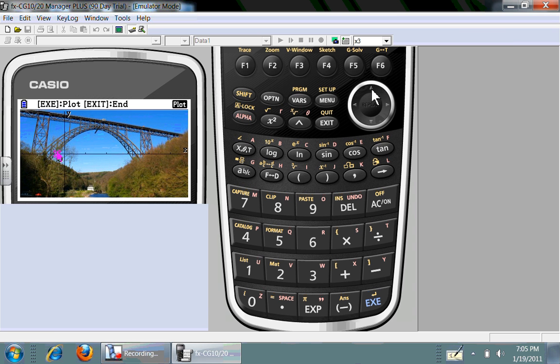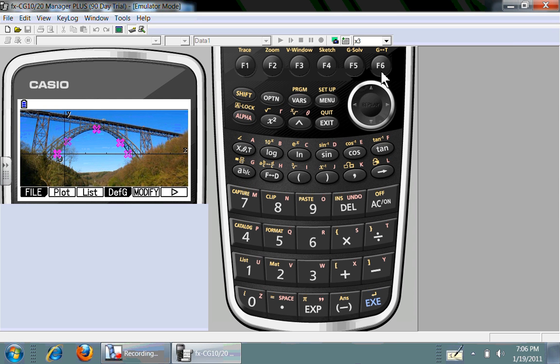I'll press execute. I'll pick a couple more points. I'm going to try to go with 5 points here. I could go with more, but just to give you the idea of what this thing can do and accomplish some really nice math here. I'm going to pick the apex here, the maximum point. I'll show you how to find the maximum of this curve, what the height of that bridge span is. I'll pick another point, and one more point. I'm going to try to find this last x-intercept here. Went a little too far. Press execute there. Okay, now that I'm done, I'm going to press exit to get out of there.